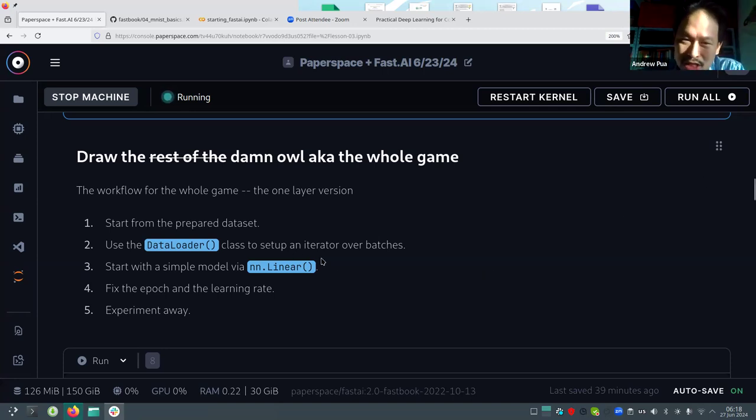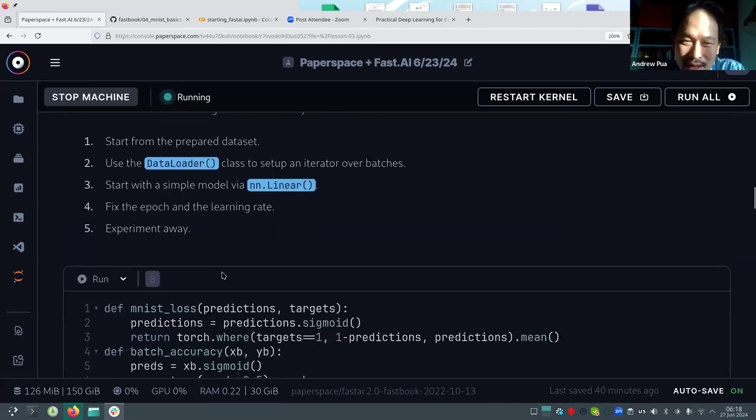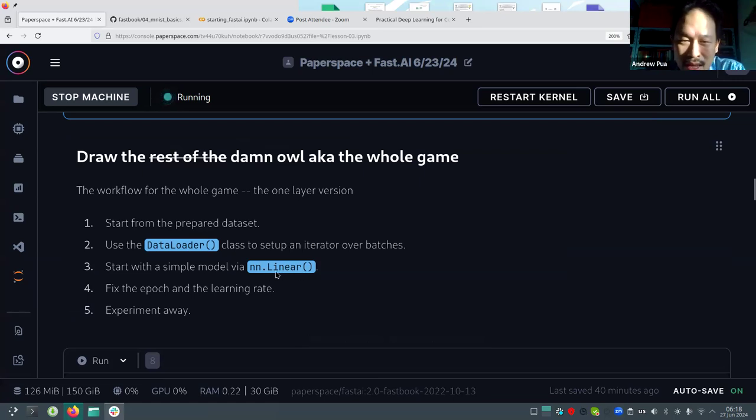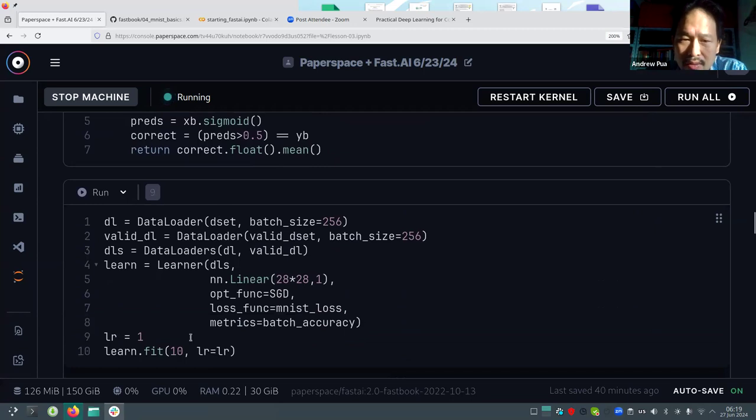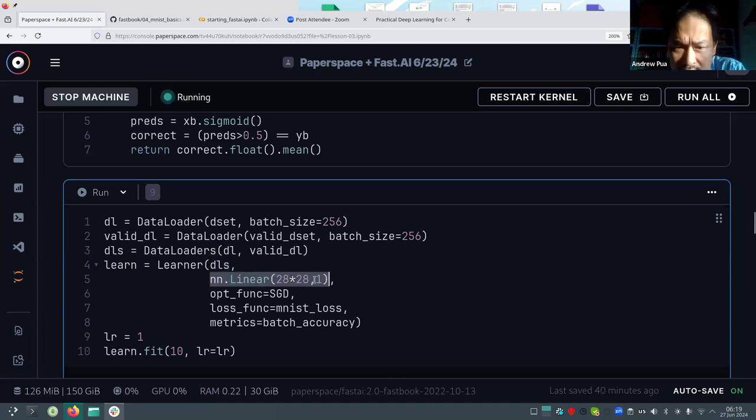Yeah, and so you set up this mini batch of stuff, and then you start with a simple model using nn.Linear. Okay, so essentially nn.Linear is like doing, so these are all linear functions that are involved here, and then you experiment away by just adjusting how long you want to do the learning, and this learning rate that is involved in the stochastic gradient descent part. Okay, and to be able to run this code here, which is the whole game, you have the data loader, and then you have this learner part. The learner part, you have to pass the data set, you have to pass this nn.Linear. You also have to pass what's the optimization function that you're going to be using.